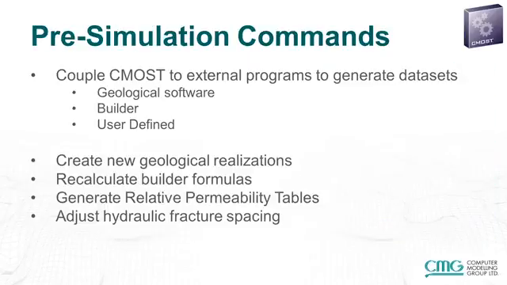Another way that we can make large adjustments of large amounts of data is through the use of pre-simulation commands, which allows CMOST to link to other external programs for generating the data sets. So this can include things such as geological software, CMG's Builder program, or any other program that we can run from the command line. This can be used for generating things such as brand new geological realizations. We can calculate Builder formulas to readjust some of our arrays of things such as porosity or permeability. We can regenerate relative permeability tables without the need for coding. Or we can adjust things such as hydraulic fracture spacing in unconventional reservoirs.